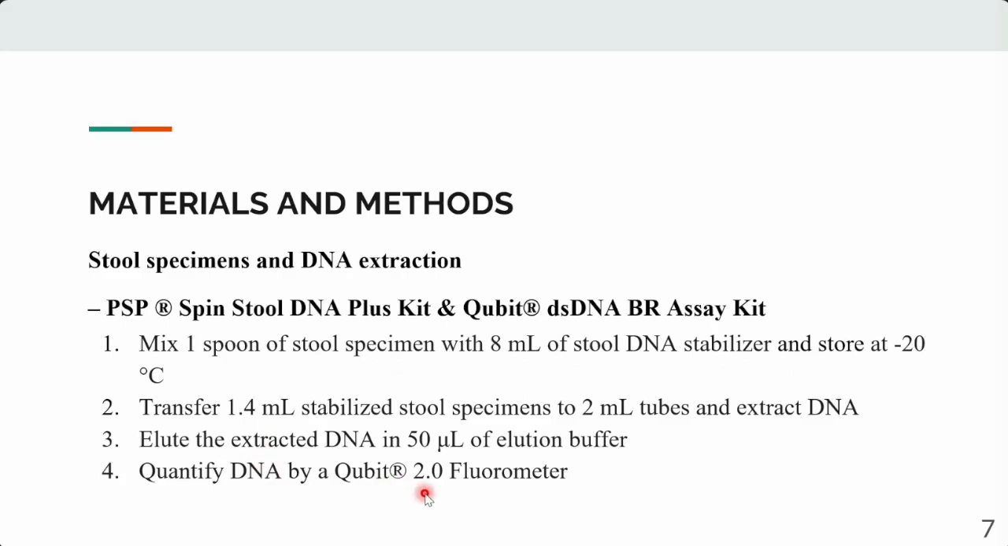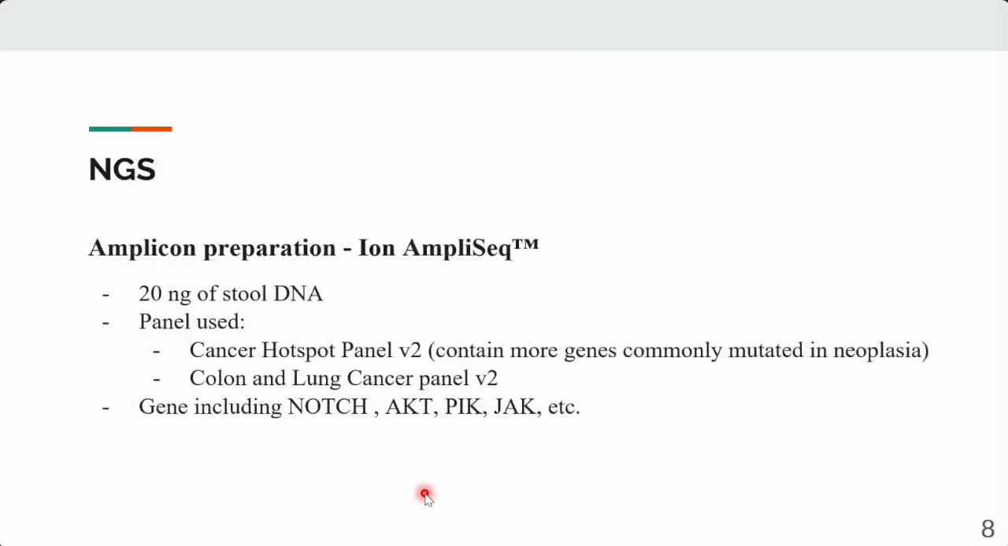After finishing those steps, NGS analysis of DNA can start. Moving on to the NGS part, in this paper, 20 nanograms of stool DNA were used to prepare amplicon libraries using the Ion AmpliSeq library kit 2, and two panels were used. The first one is the Ion AmpliSeq Cancer Hotspot Panel version 2. It consists of a primer pool for 207 amplicons from an average of 2,800 hotspots and 50 oncogenes.